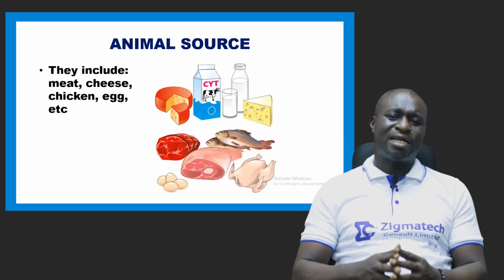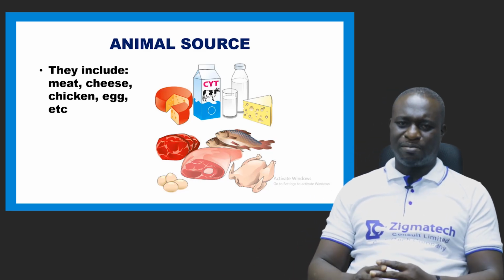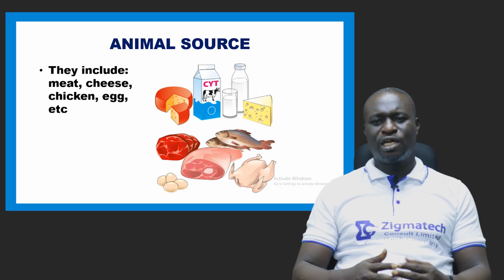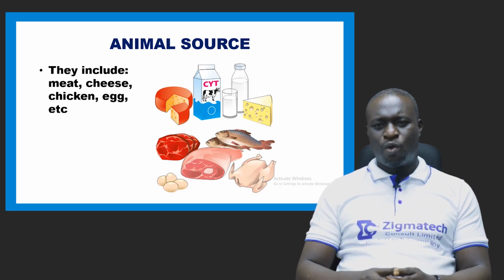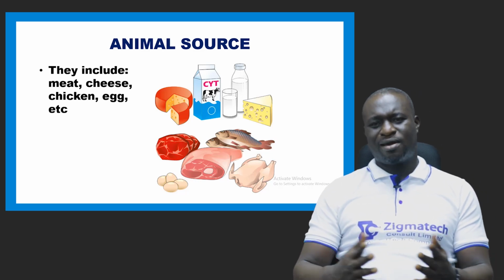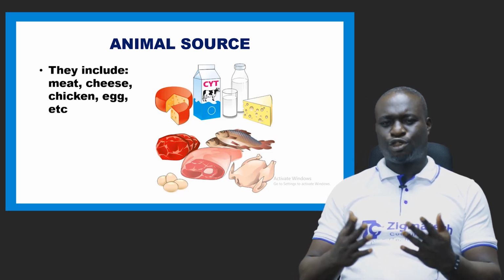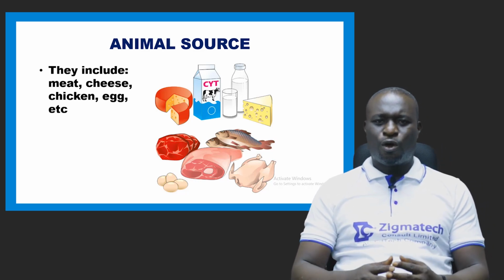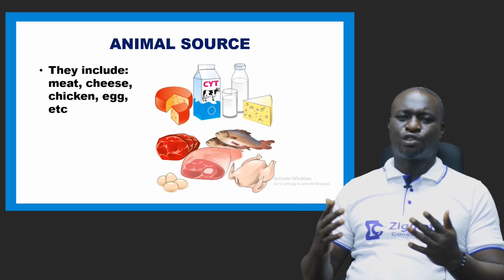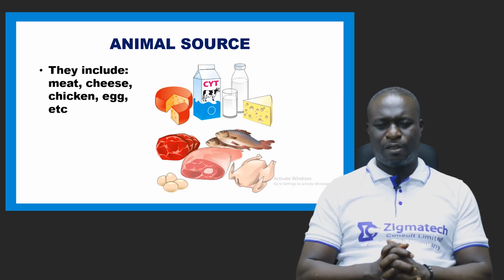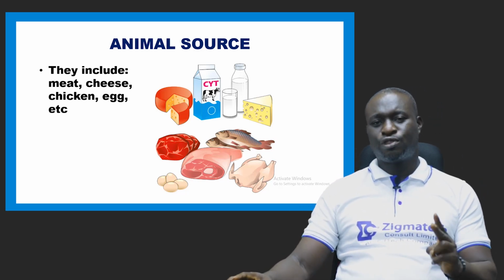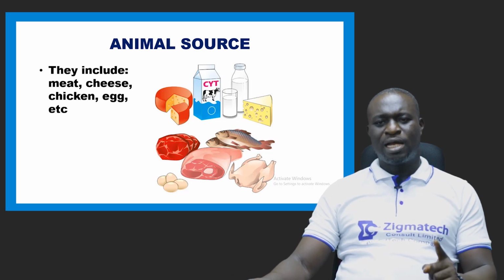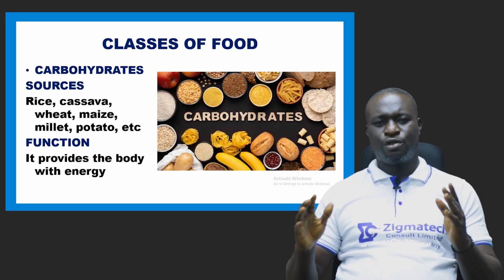We also have the animal sources of food items. Now, these animal sources include things like meat, we have fish, we have egg, we have chicken, we have cheese, we have milk. All these are animal sources of food. Okay? So remember, we have two sources. We have the plant source, and then we have the animal source.